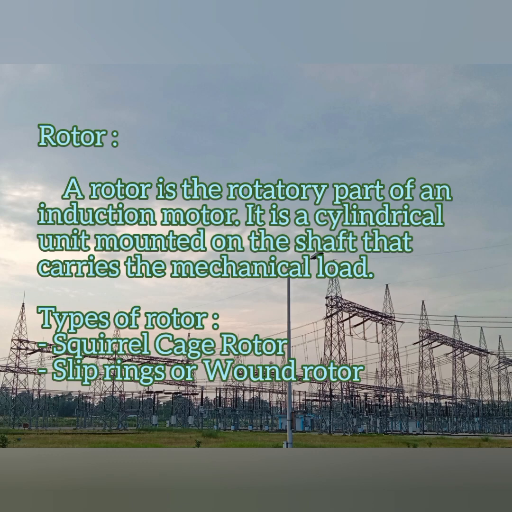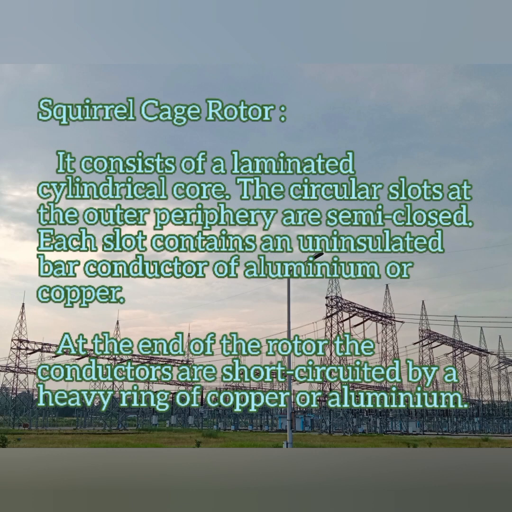Next, we will have a small view on a squirrel cage rotor. It consists of a laminated cylindrical core. The circular slots at the outer periphery are semi-closed. Each slot contains an uninsulated bar conductor of aluminum or copper. At the end of the rotor, the conductors are short circuited by heavy rings of copper or aluminum.